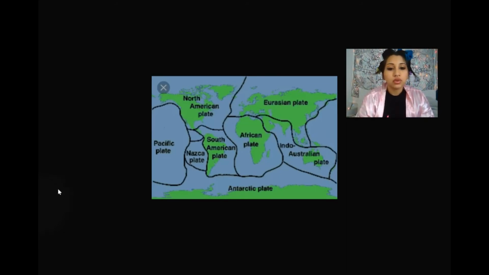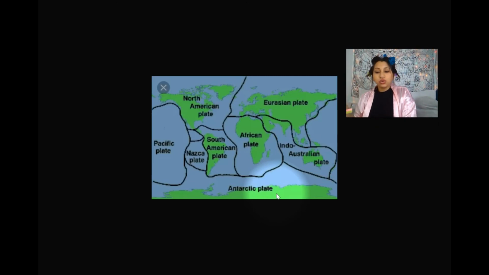All right, so we have the Pacific plate, the North American plate, the Eurasian plate, the South American plate, the African plate, the Indo-Australian plate, and the Antarctic plate. Now, what's cool is that if you know your continents, you know what they look like, then you know what plate that tectonic plate should be.